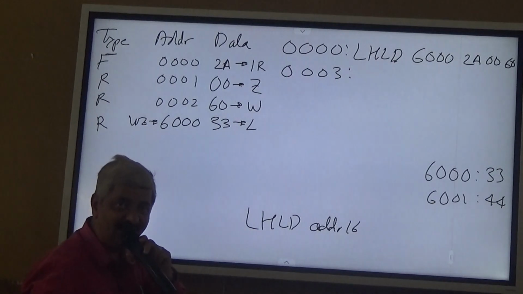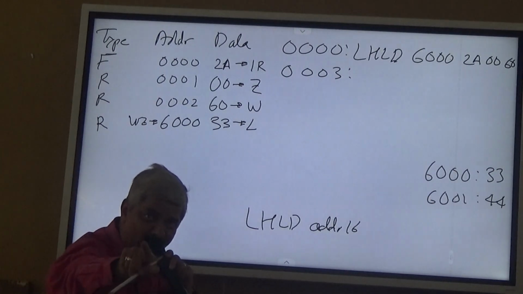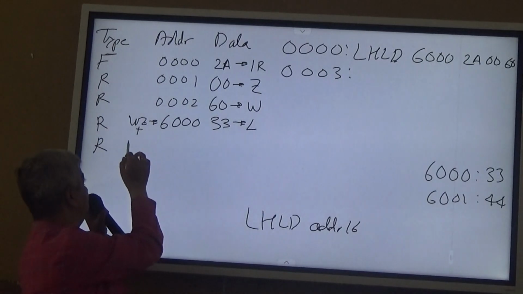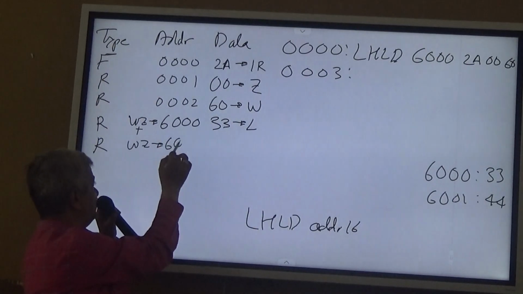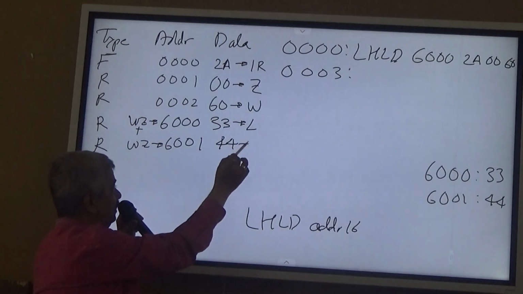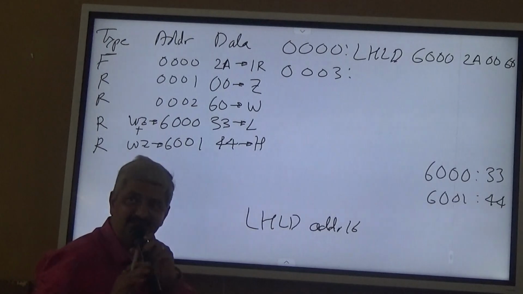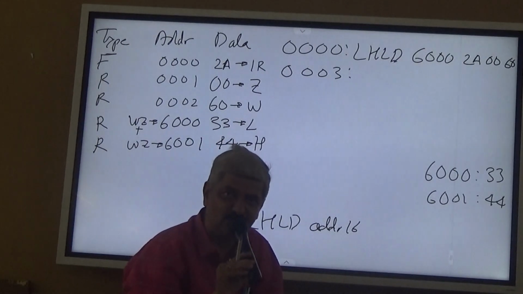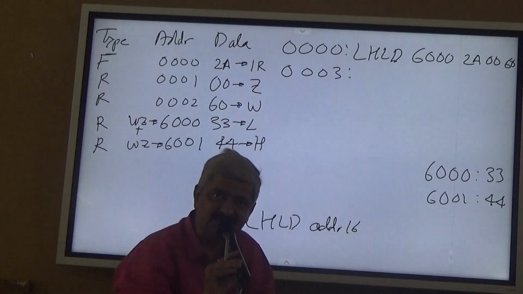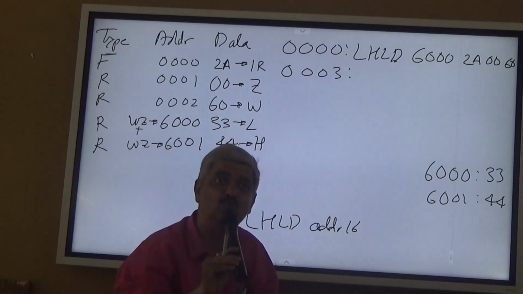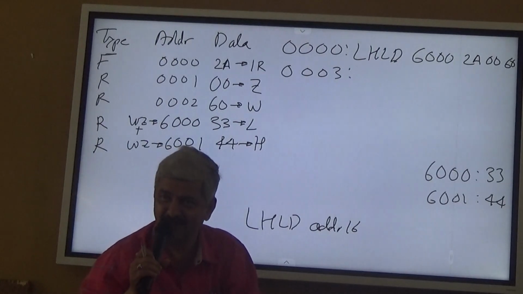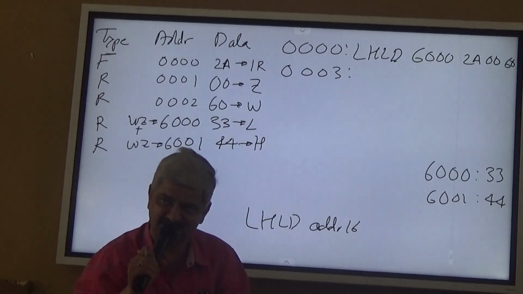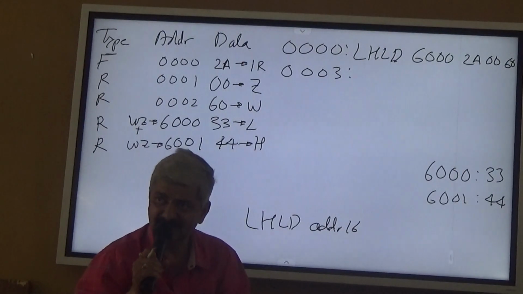And then what? Again read cycle, and WZ was used once, so it should be incremented internally. So read cycle, WZ giving 6001, 44 going to H. Is it clear? So it is a 3-byte instruction, and it requires 5 machine cycles for execution because the operand size is 1 word, 16 bits or 2 bytes. Normally 8085 being an 8-bit processor, most of the instructions are for 8-bit. There are few instructions which are 16-bit instructions. Of them, LXI is one, LHLD is the other.